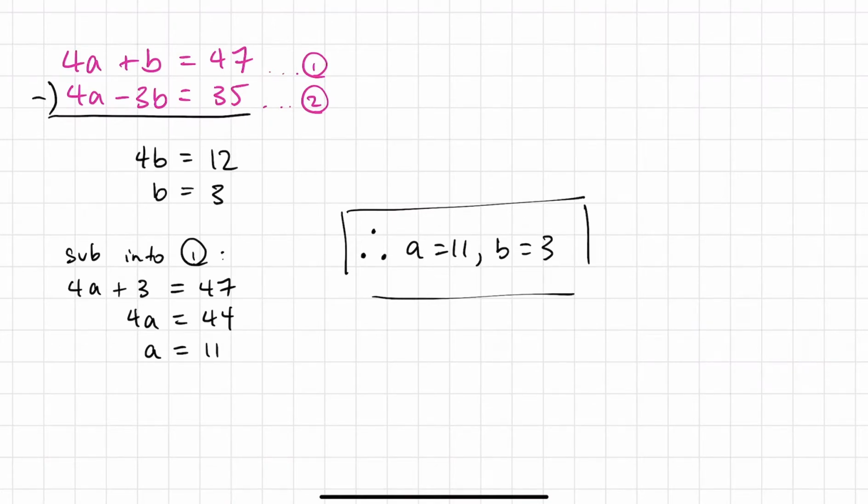It shouldn't matter which one you sub it into. They should both give you the same point. So that's basically how you do the elimination method. I'm going to show you how to do the same method, but with a slightly more challenging question. In this one, the 4a's just happened to line up, so that was quite easy.